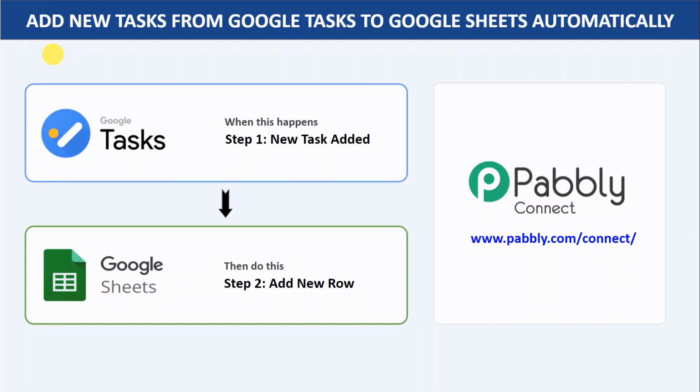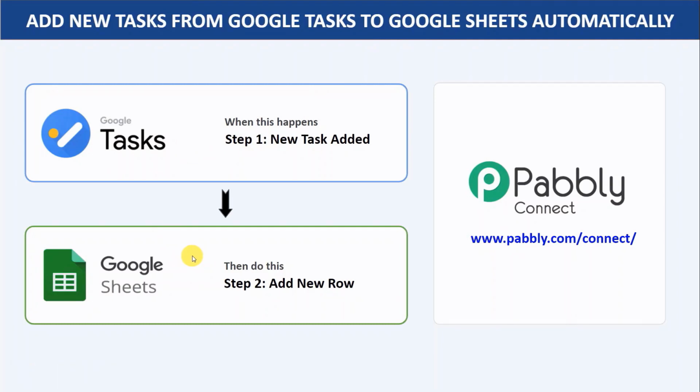In today's video, we are going to learn how to add new task from Google Task to Google Sheets automatically. So basically, Google Task is a task management software and Google Sheet is a spreadsheet program where we can create and share the spreadsheets.